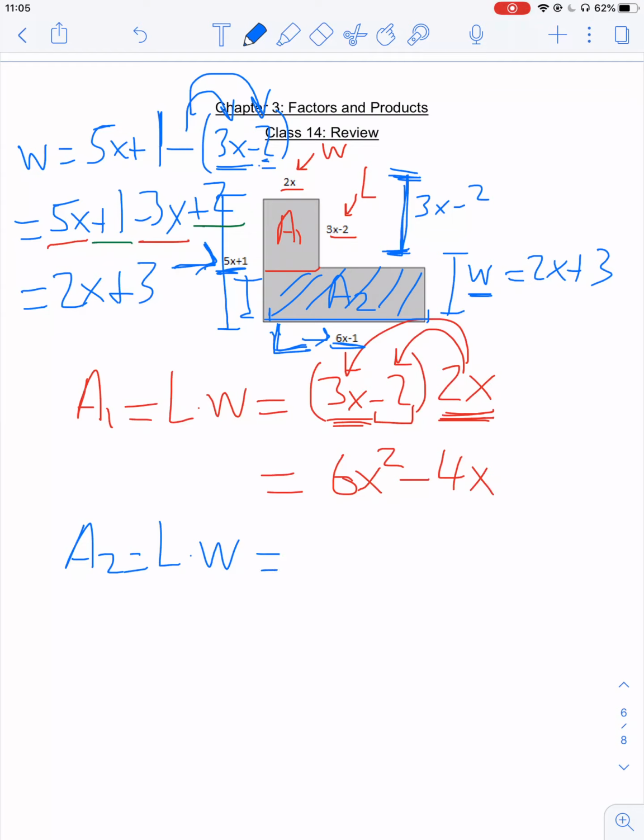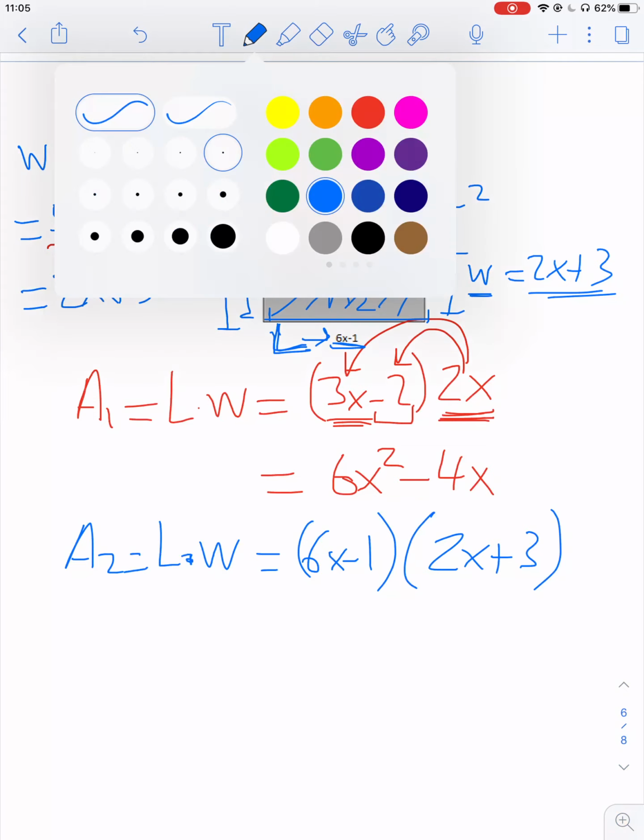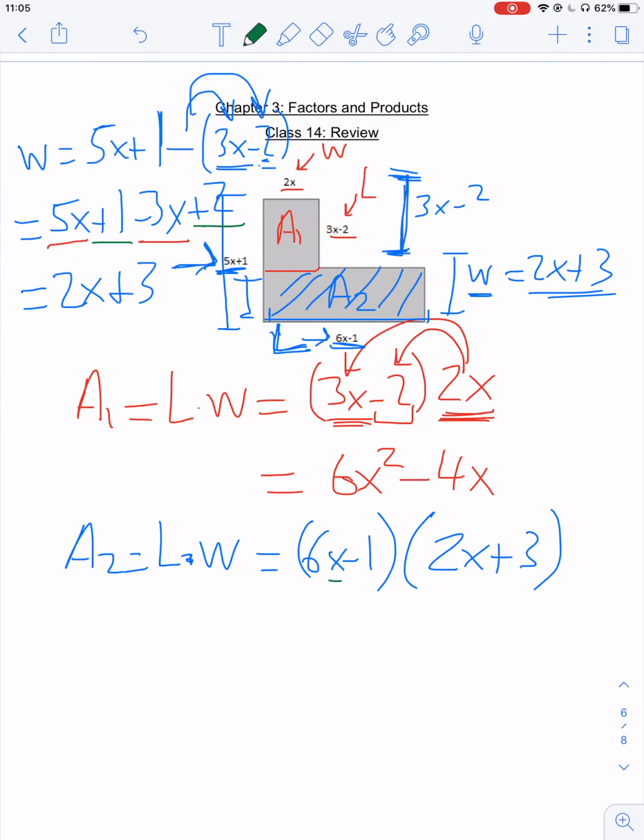My length is 6x minus 1. Again, I'm using brackets because now I'm multiplying. So now my brackets will serve a purpose, and I have to multiply this by my width, which is 2x plus 3. So this is a binomial multiplication, guys, right? You have to take the first term in the bracket on the left and multiply this by the whole thing on the right, okay?